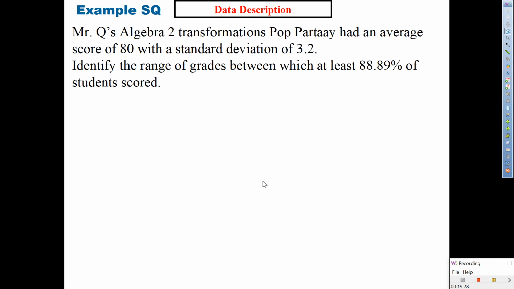Here it goes. And it reads, example, super Q. Mr. Q's algebra 2 transformations part had an average score of 80 with a standard deviation of 3.2. Identify the range of grades between which at least 88.89% of students scored. Copy that and go. I'll give you some time for that.